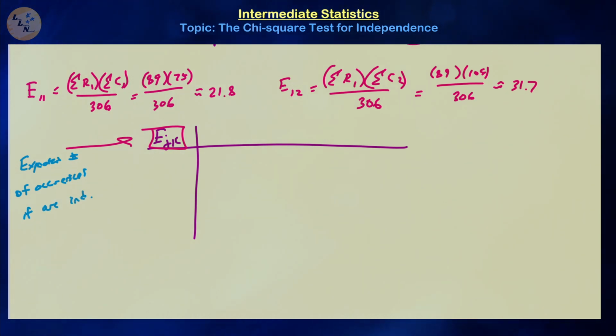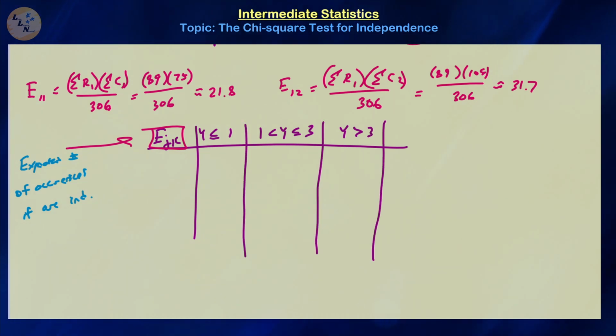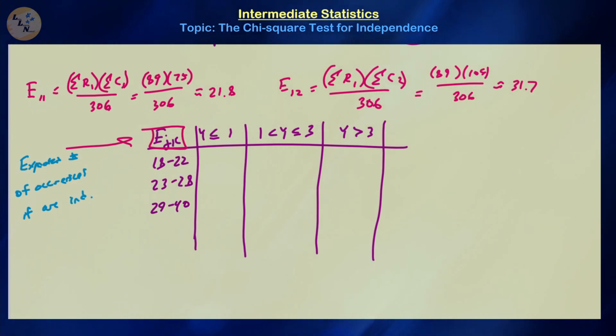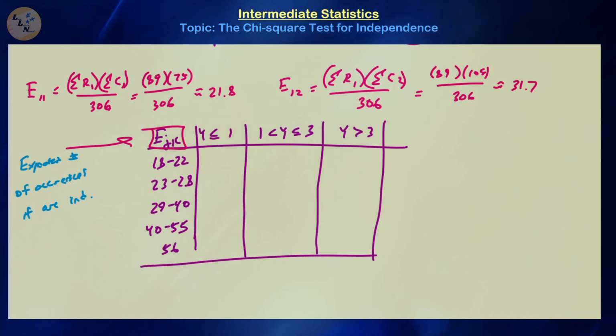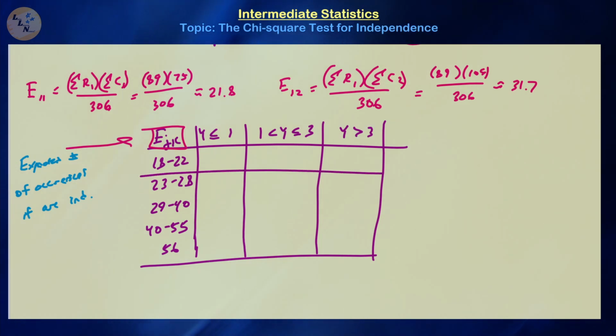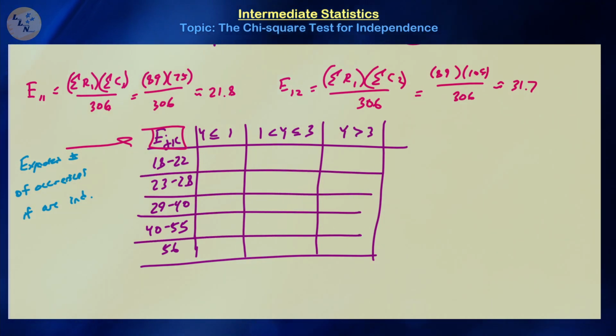are independent, right? So what were our categories? That was going to be equal to less than or equal to 1, 1 less than y less than or equal to 3, y greater than 3. So those were our cell phone time categories. And then we have 18 to 22, 23 to 28, 29 to 40, 40 to 55, and then 56 plus for those categories. So I'm not going to bore you with me filling out this table, so let me just pause this, fill this out, and then we're going to get back to the analysis part of it.